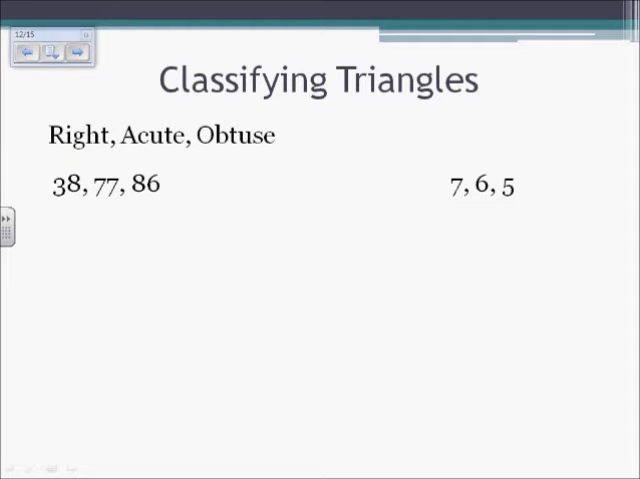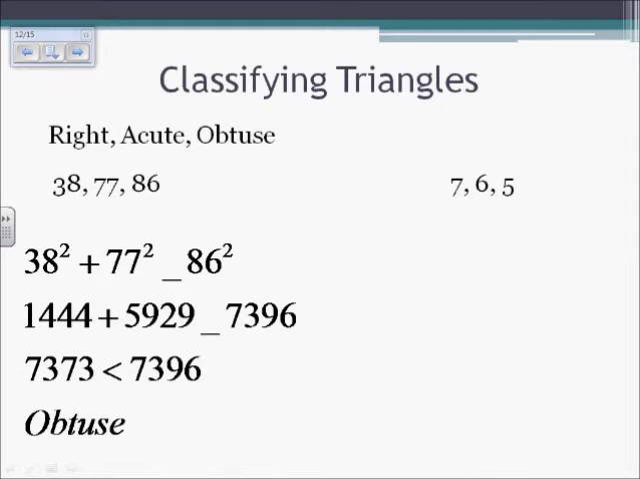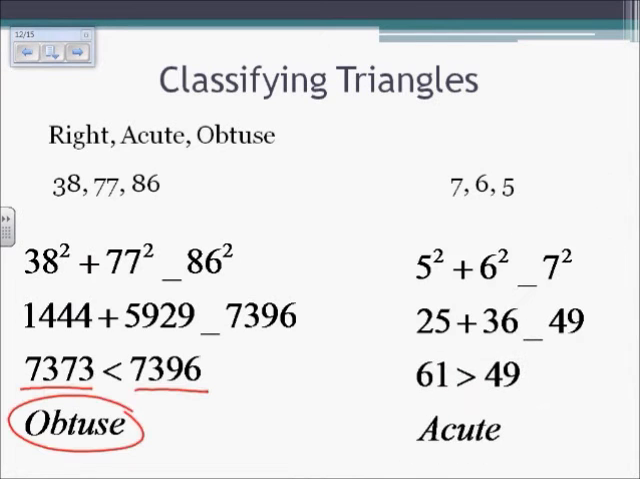Right, acute, obtuse. 38, 77, 86. 3 sides of a triangle. Plugging it through the a squared, b squared, and c squared, we're left with a value of 7,373 is less than 7,396, so therefore obtuse triangle. On the right, we have 7, 6, and 5. Plugging it in, we have our 2 values, a squared and b squared, greater than 49, so therefore an acute triangle.